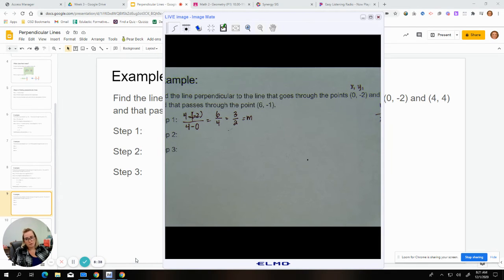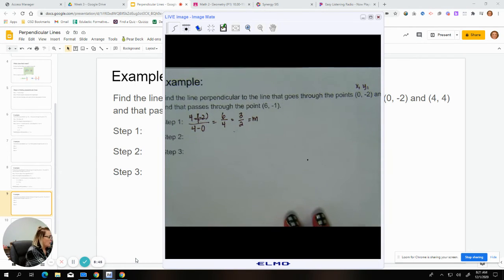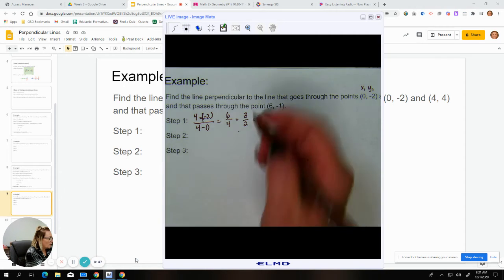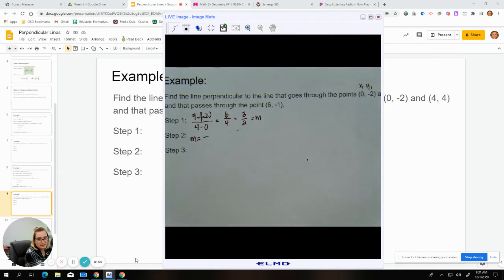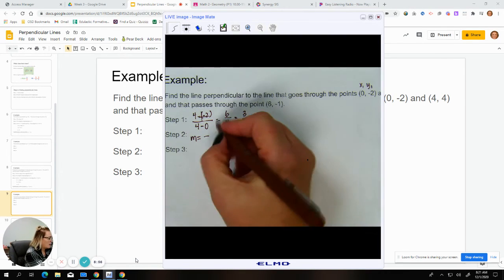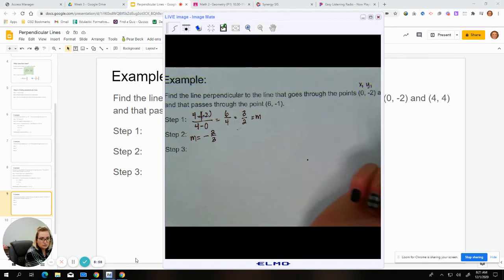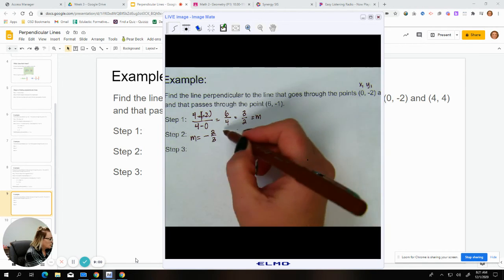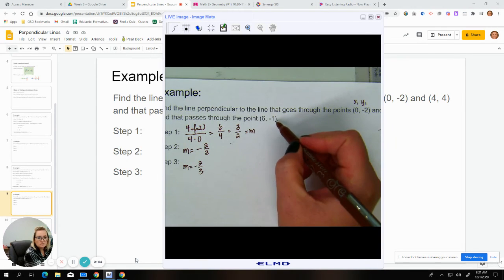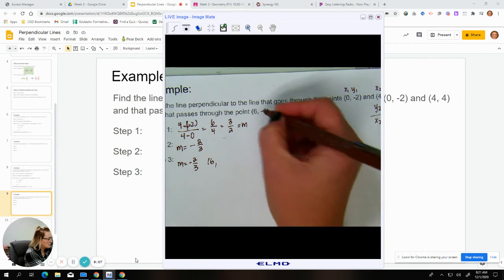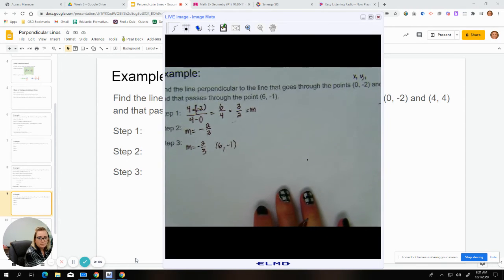Don't turn that into 1.5. Don't turn that into 1 1/2. Leave it as 3 over 2. So now our negative reciprocal slope, well, obviously this one is a positive, so our new slope has to be a negative. And 3/2, if we flip it, now becomes 2/3. So here's our new slope. And we are going to use this point 6, negative 1.